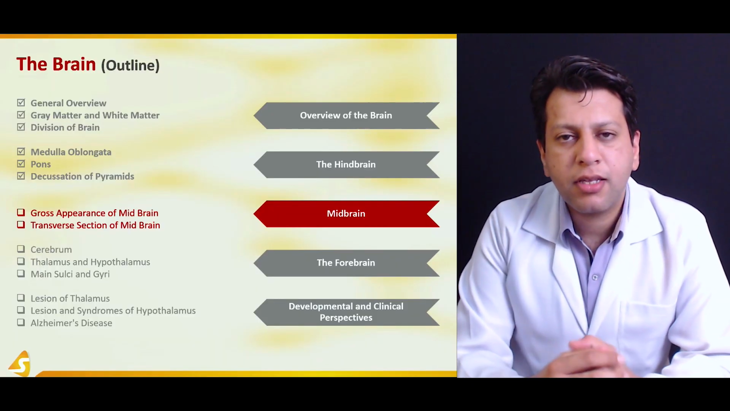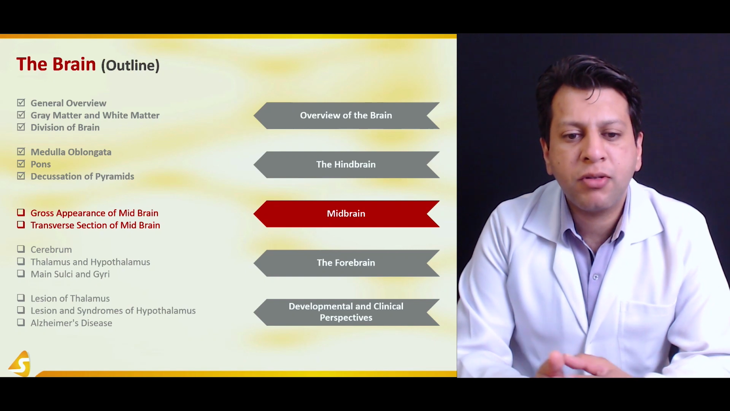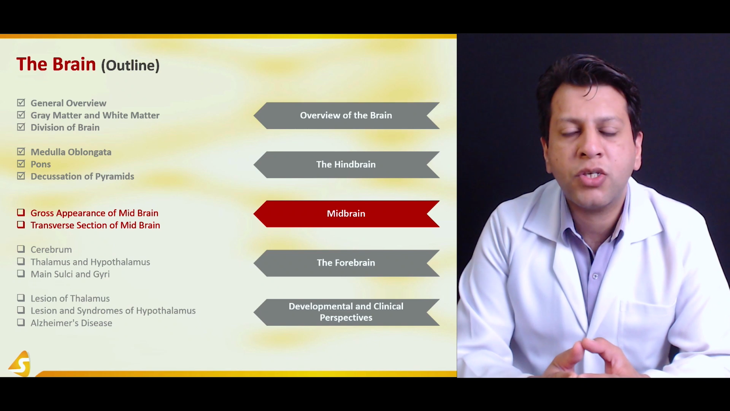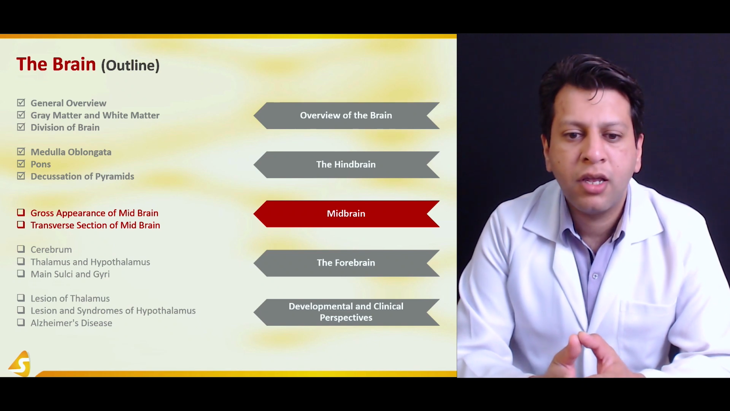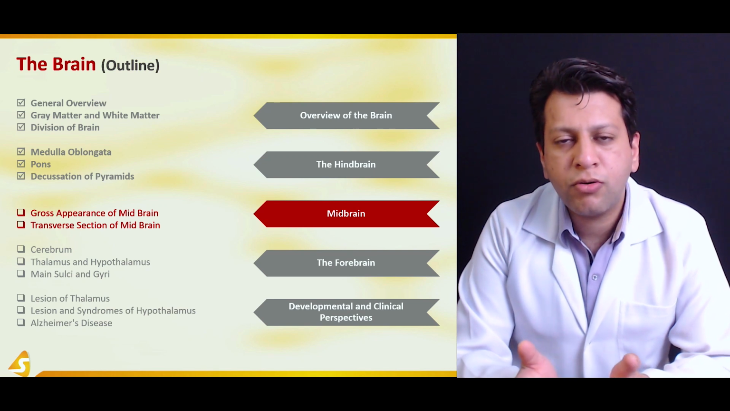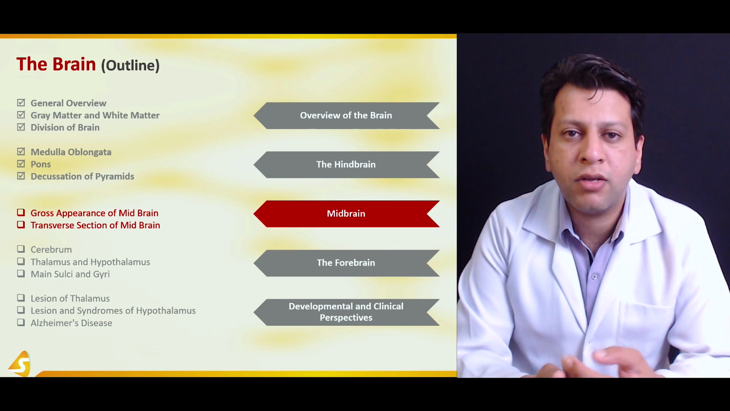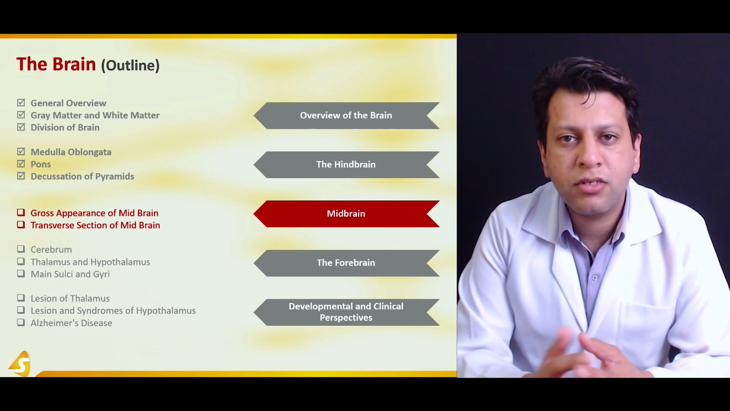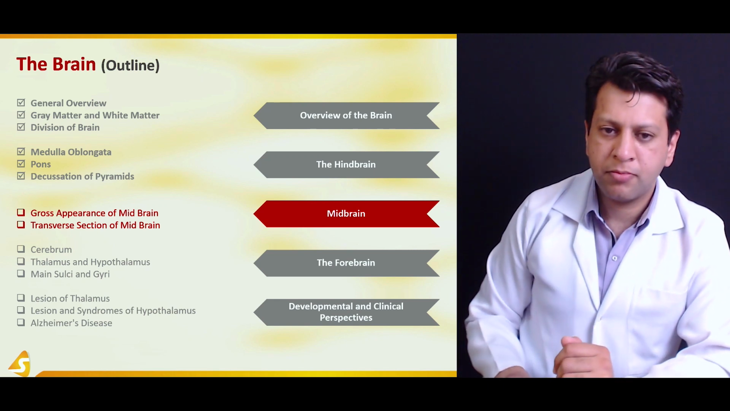What we'll be discussing in this will be the gross appearance of the midbrain and some views of the anatomy, and when we are taking the transverse sections of the midbrain, what are the structures which are present in the midbrain, how the oculomotor nerve originates and the trochlear nerve originates at which level, and what are the different functions of the midbrain.